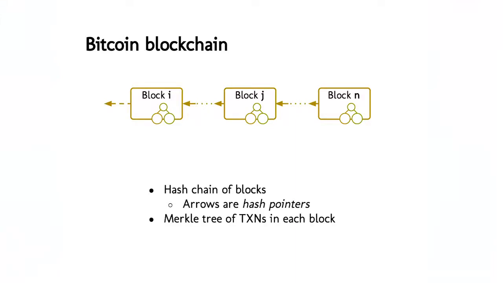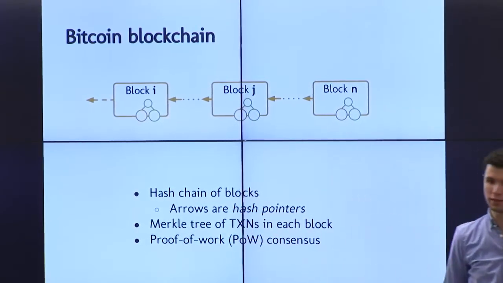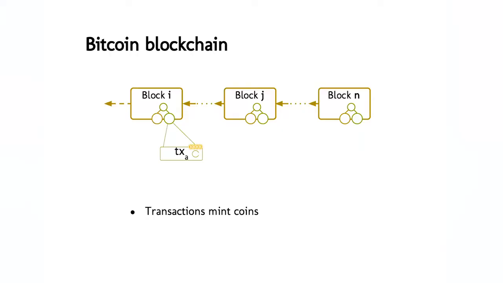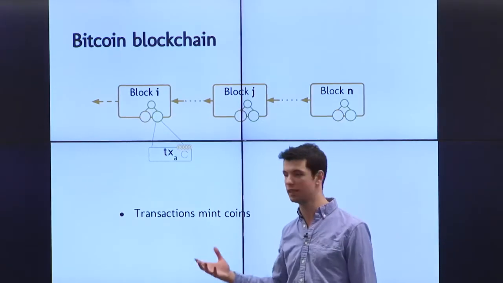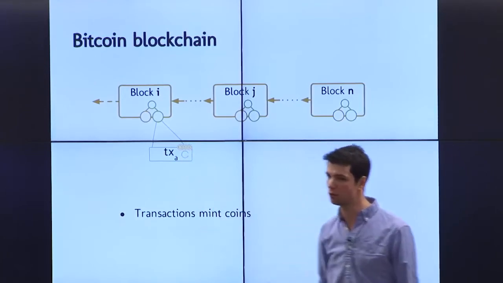All right, and like I said, each block has a Merkle tree, and everybody agrees on this chain of blocks via a proof of work consensus, which all of you already know. And importantly, in the Merkle trees, we have transactions, and transactions can do two things, right? A transaction can mint coins, create new coins. So here I have transaction A. It created 4 coins by storing them in an output.